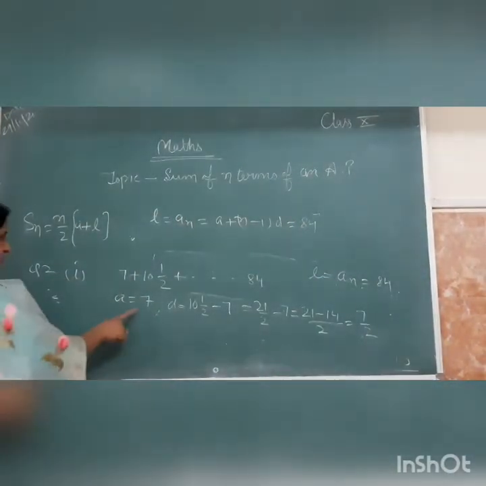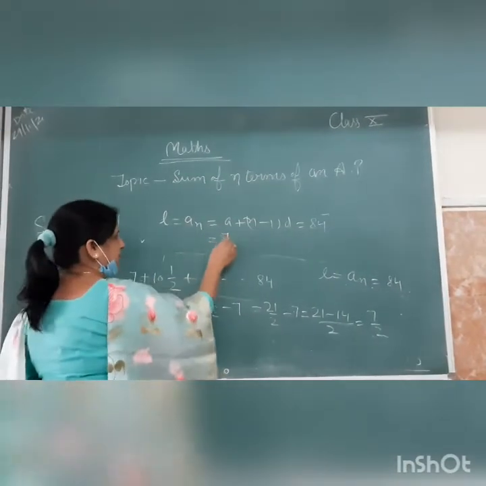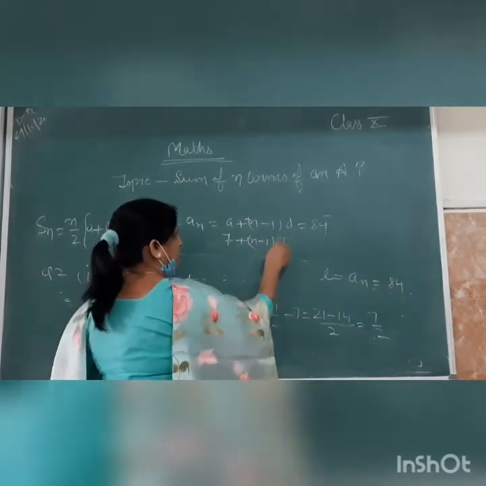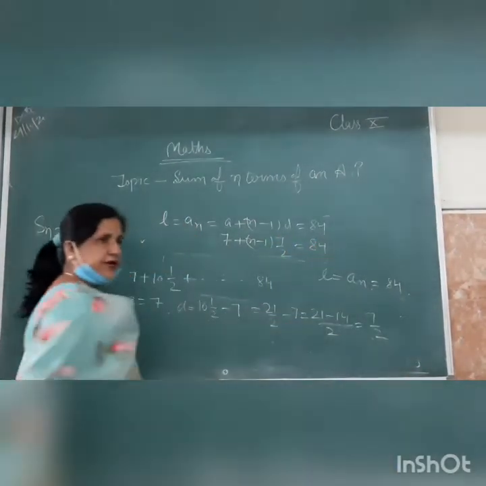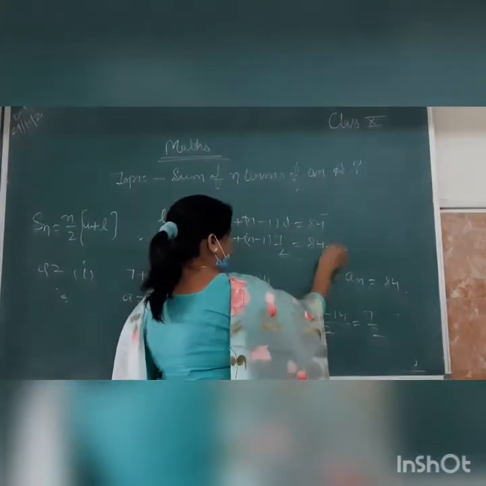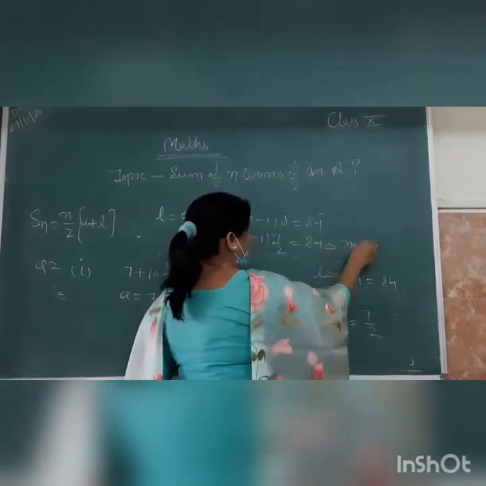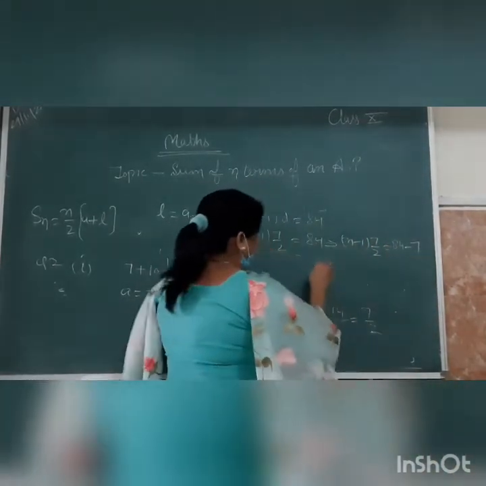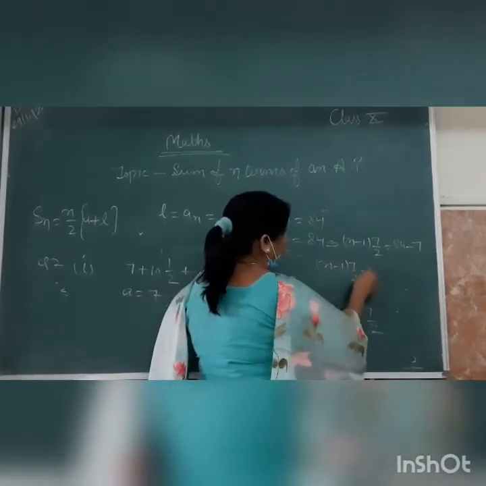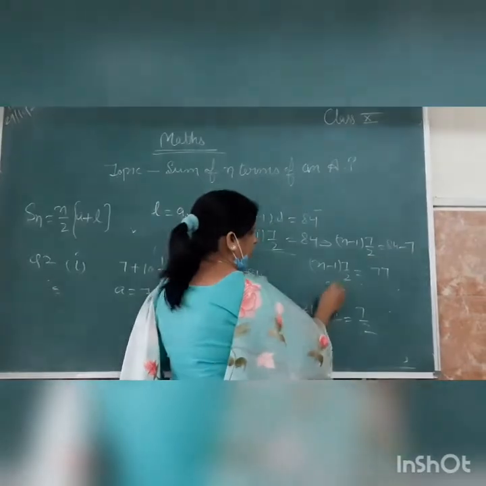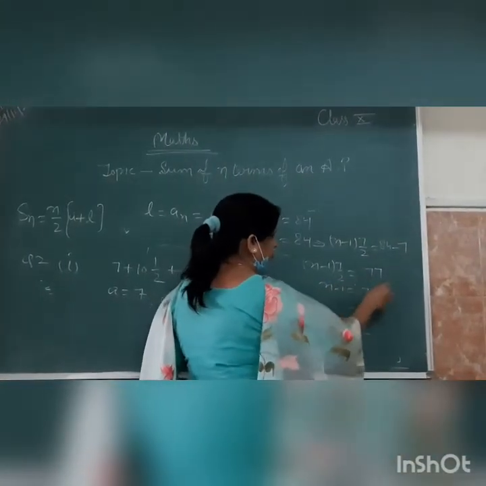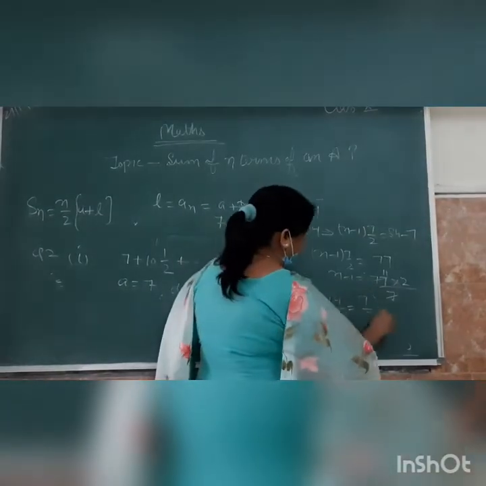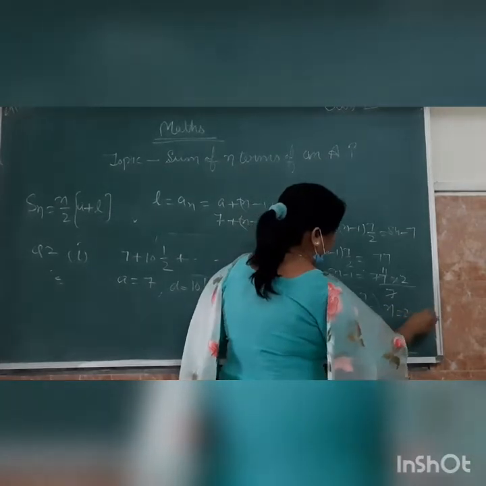Clear? What is a here? 7. Now here is 7 plus (n-1) times d. What is d here? 7/2, equal to 84. Transfer 7 to this side, then (n-1) shifts to this side: 84 minus 7. You can solve it. (n-1) into 7/2 is equal to 77. n minus 1 is equal to 77 with 2 in the numerator and 7 in the denominator. Cut it. Then solve it: n is equal to 22 plus 1, which is 23.